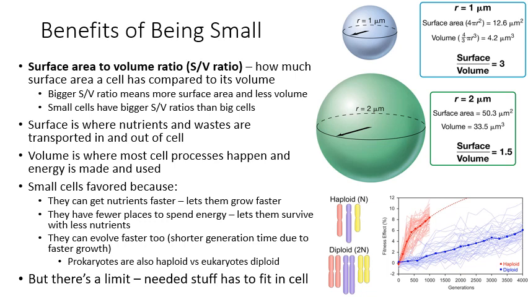Another reason why it's good to be small, well, it's kind of related. Prokaryotes will always evolve more quickly than eukaryotes. And part of that is because the prokaryotes are smaller than the eukaryotes are. But part of that is also the fact that prokaryotes have a haploid genome and eukaryotes have a diploid genome. A haploid genome means that there's one copy of every chromosome. A diploid genome means that there's two copies of every chromosome.